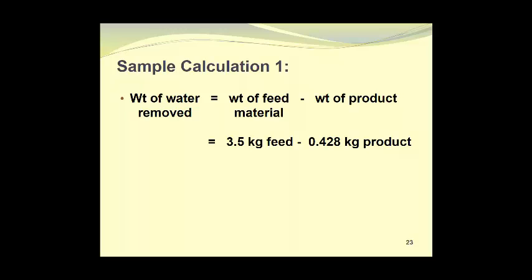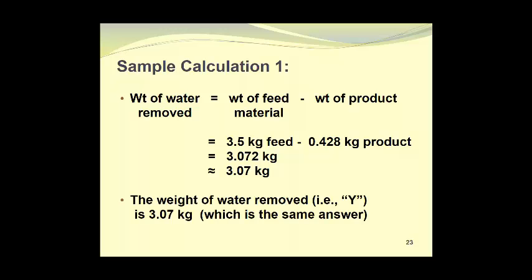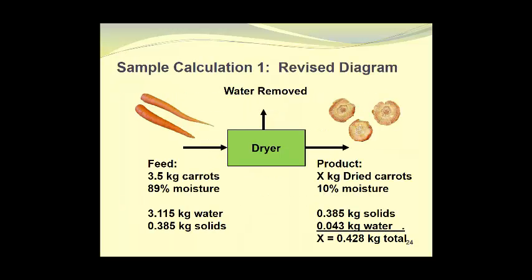This is equal to 3.5 kilograms of feed minus 0.428 kilograms of product, and we get 3.072 kilograms of water being removed, which we can round off to 3.07 kilograms. The weight of the water removed in this calculation is 3.07 kilograms, which is the same answer as we obtained previously. Now we can revise the diagram to include the amount of water being removed.